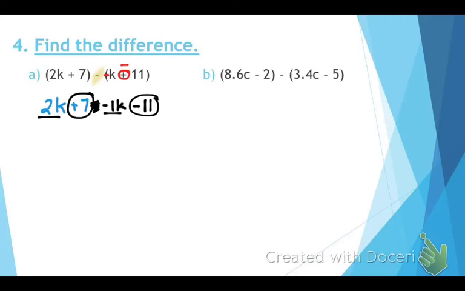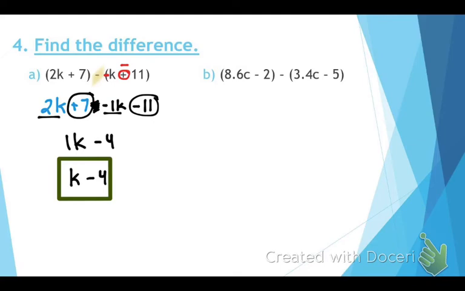So let's add the variable terms together. 2k minus 1k equals 1k. Positive 7 minus 11 equals negative 4. And then to make yourself look extra smart, we let that 1k become just a plain old k. So k minus 4 is the correct answer.